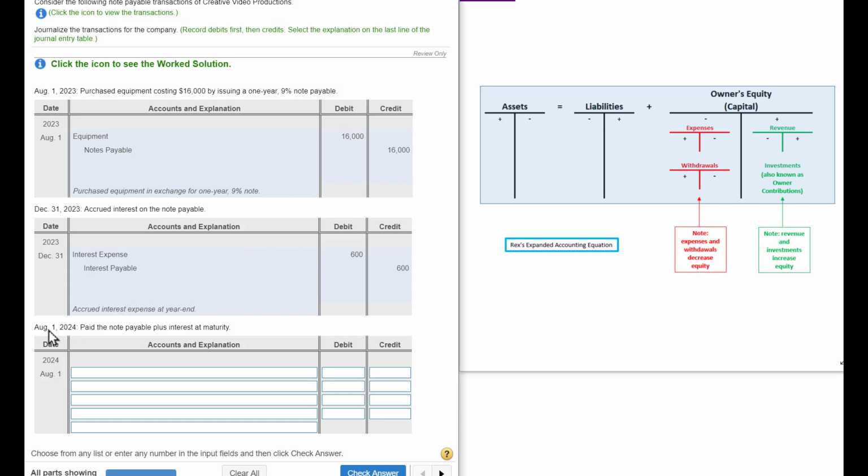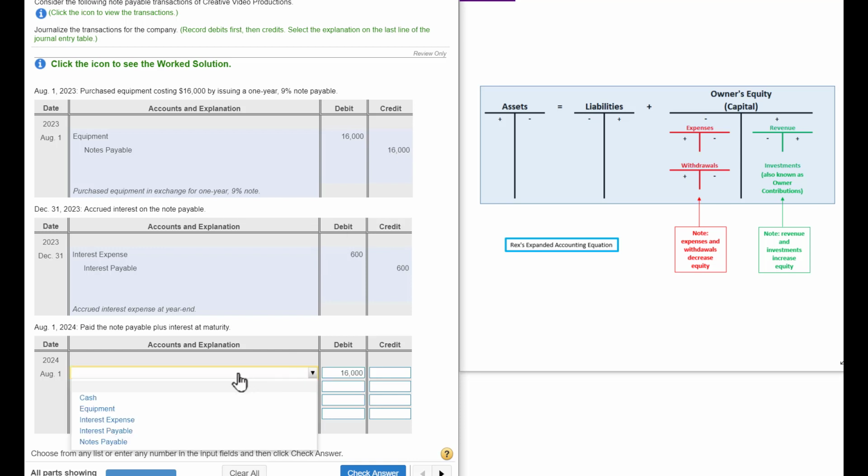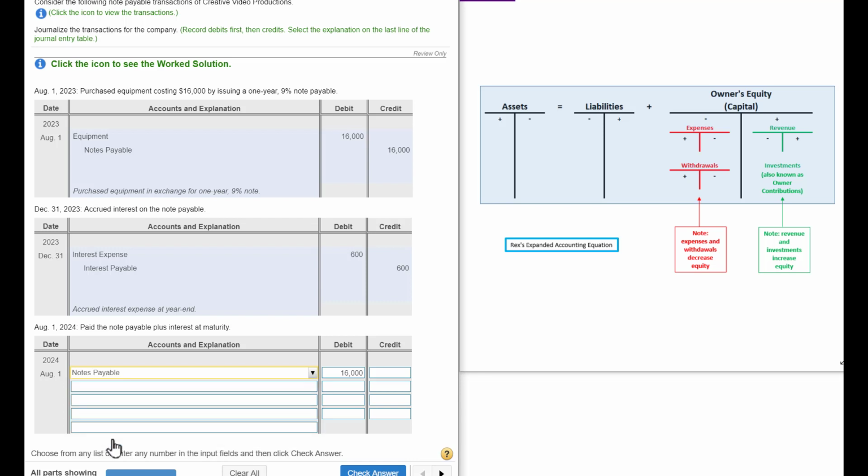Now it is August 1st, so it's a year after we got the equipment by issuing the note. It says we paid the note payable plus interest at maturity. So let's just start with this note payable. So what happens to this note payable once we pay it off? Well, it goes away. So how do we make a liability go down? With a debit. So I'm going to copy and paste this 16,000, and then I'm going to lower notes payable.